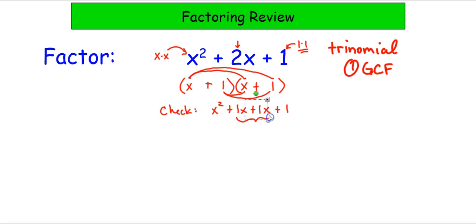I combine my like terms, and I end up with something that looks exactly like the original, which is perfect. So I factored this correctly. I've just changed the form of it, and we're good to go. So again, just to review, we always look for the greatest common factor first, and then the second part is if it is a trinomial, I've got two binomials. If it can be factored, I'm going to have two binomials that are multiplied together. So I go through this process. So let's go ahead and look at another one here.